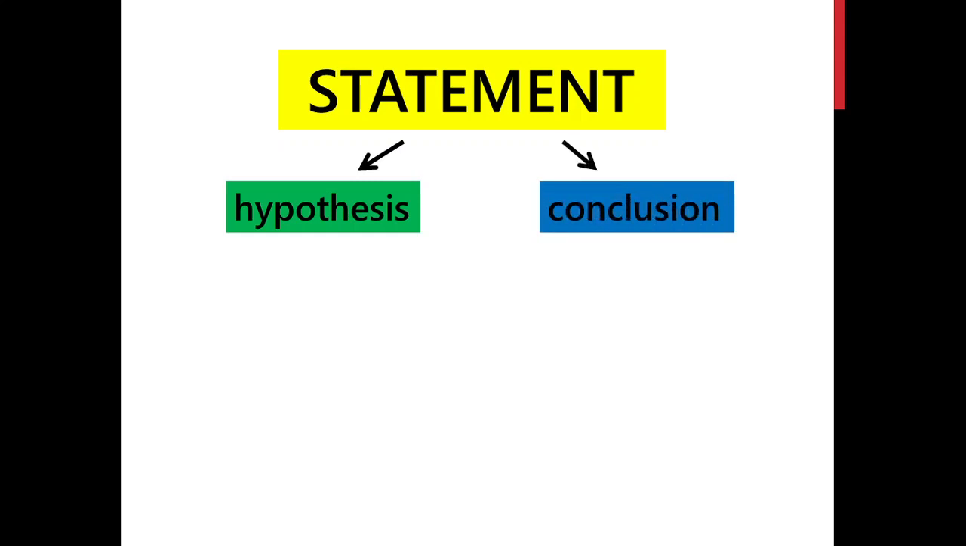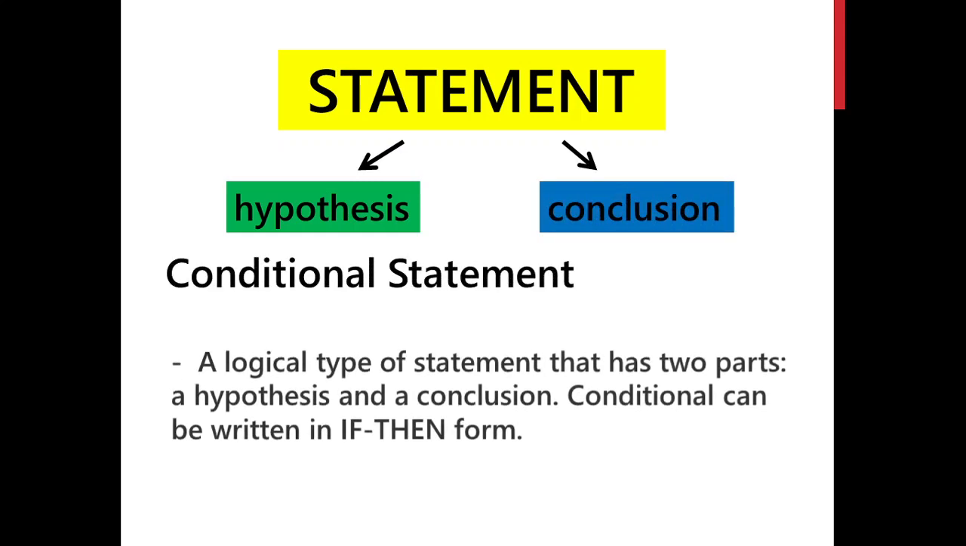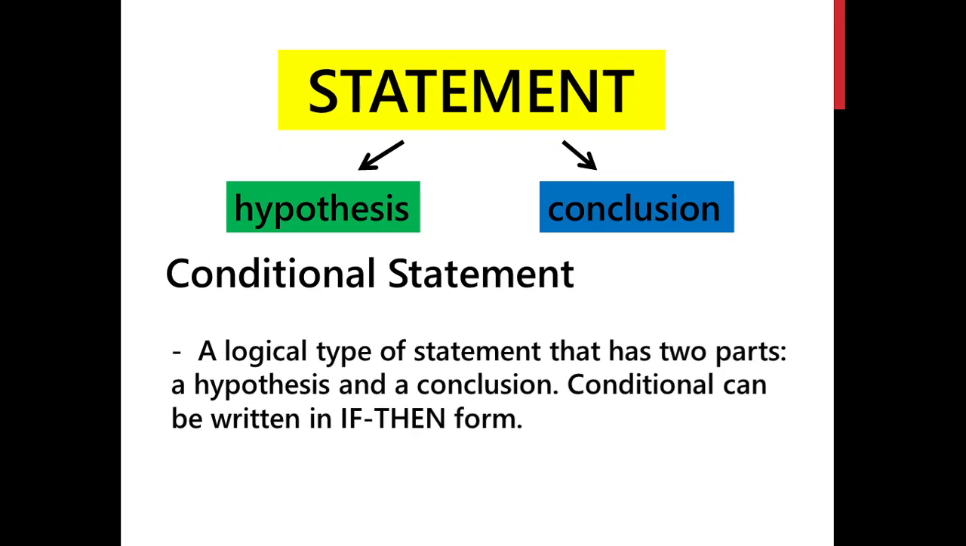Now let's try to recall our topic last time in determining the conclusion and the hypothesis of a certain conditional statement. Now we all know that the conditional statement is composed of two parts, right? We have the hypothesis, we have the conclusion. A conditional statement is a logical type of statement that has two parts, the hypothesis and the conclusion. And it's written in the form of if-then format, like this. If hypothesis, then conclusion.